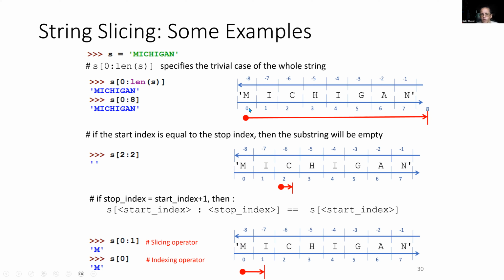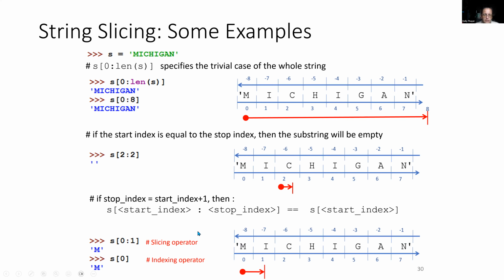Rossum chose to start the indexing at 0 because the length of the string then works quite nicely with this convention. So if you do the slice from 0 up to but not including 8, you get the whole string. Usually you don't do this slice, but you could. If the start index is equal to the stop index, then the substring will be empty. So if we say S of 2 up to but not including 2, what do we get? Well, nothing. We get the empty string.